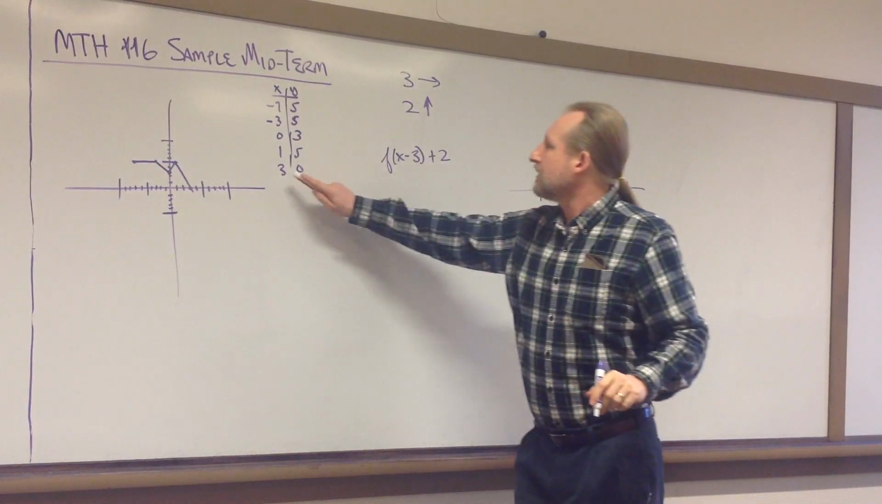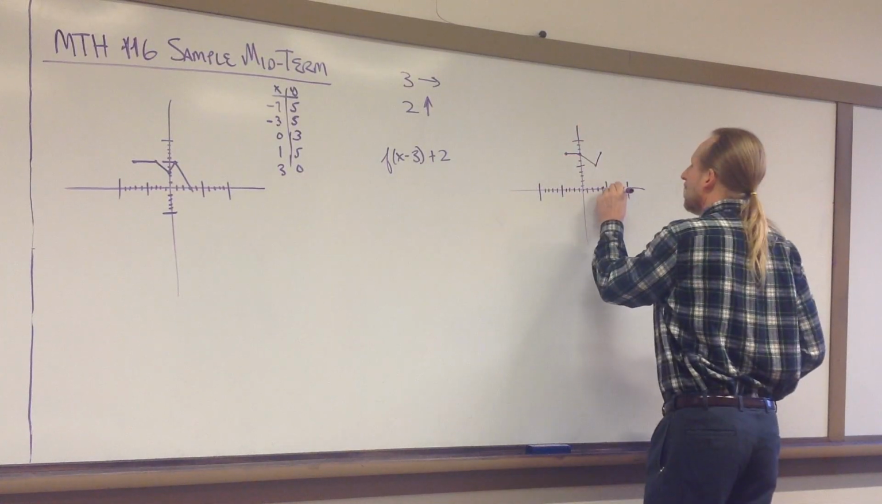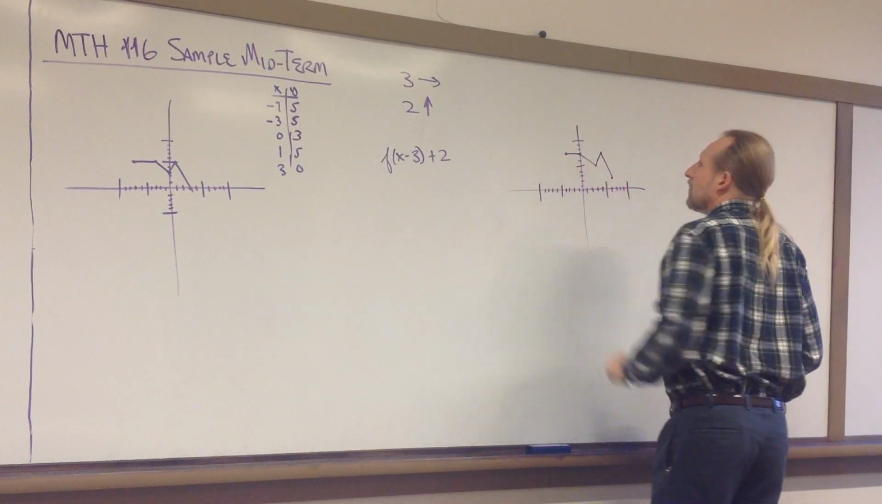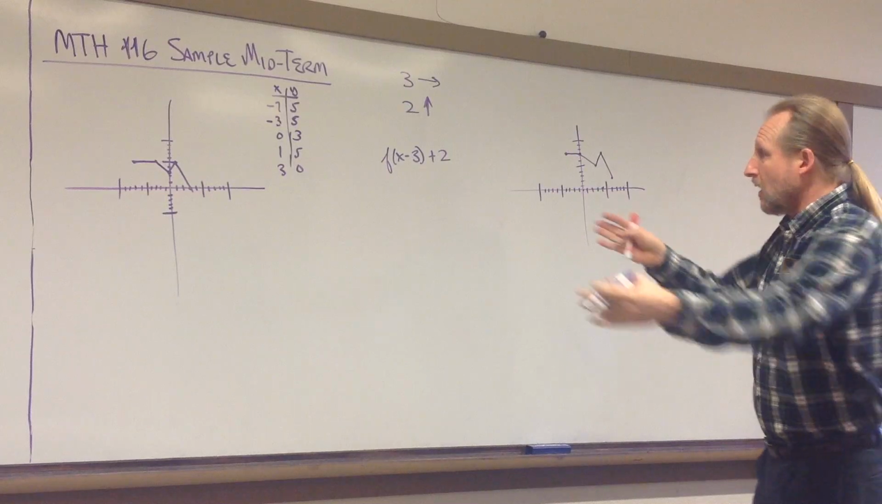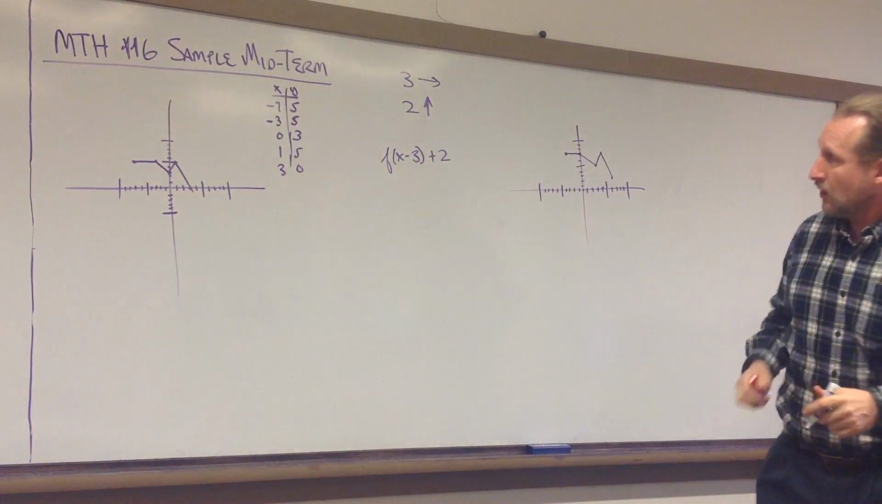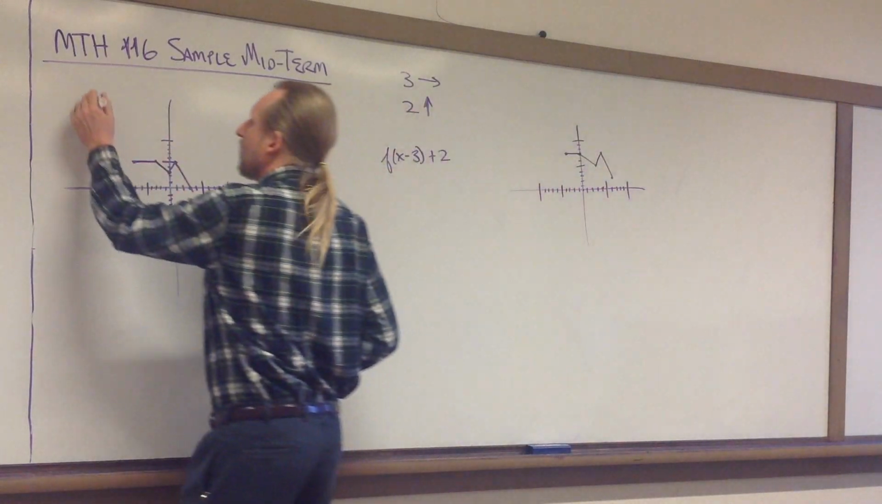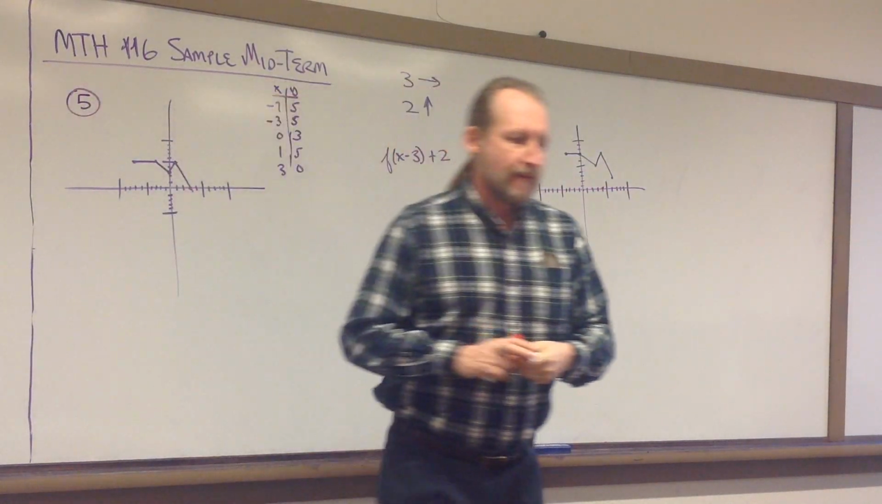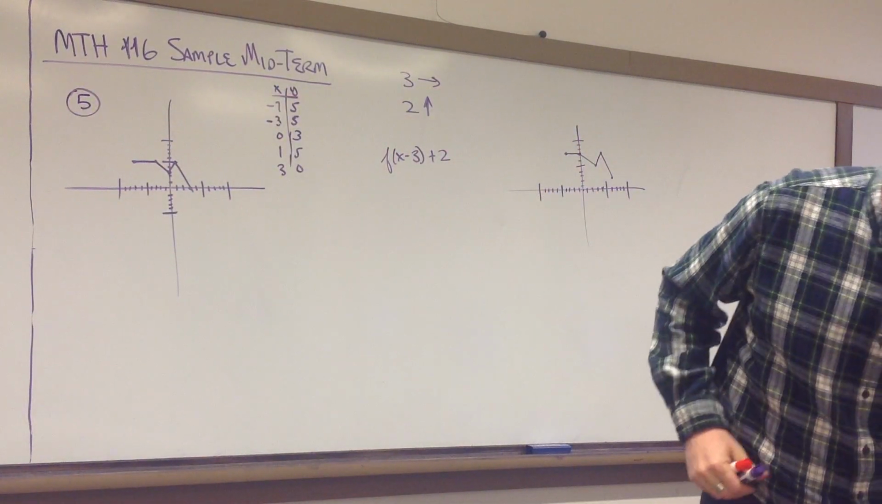And then this will be 6, 2. Okay, so it wasn't distorted at all, it was just shifted over and then shifted up. So that's it for problem number 5. And let's see what else now.